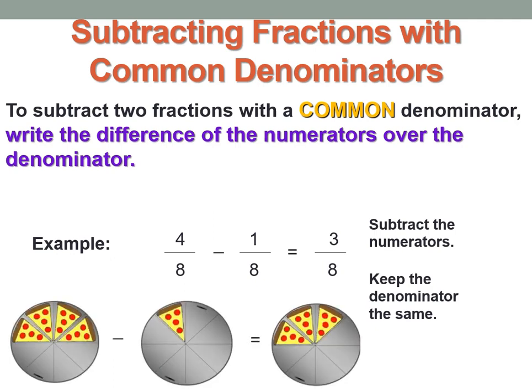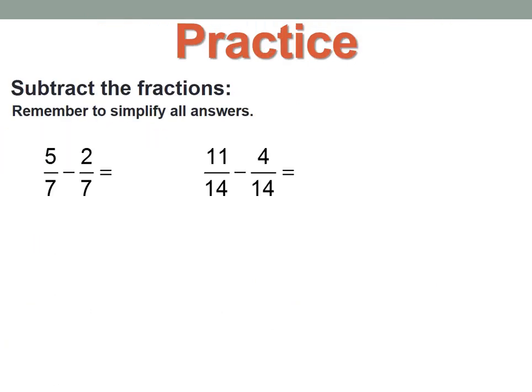Right? And this is what it looks like as a pizza. We had 4 slices out of a potential 8. We subtracted 1, or maybe ate one of them, right? Now there's 3 left. So we have 3/8 left. That's what it looks like. So if you like to think about it with pizza, go ahead and do that.